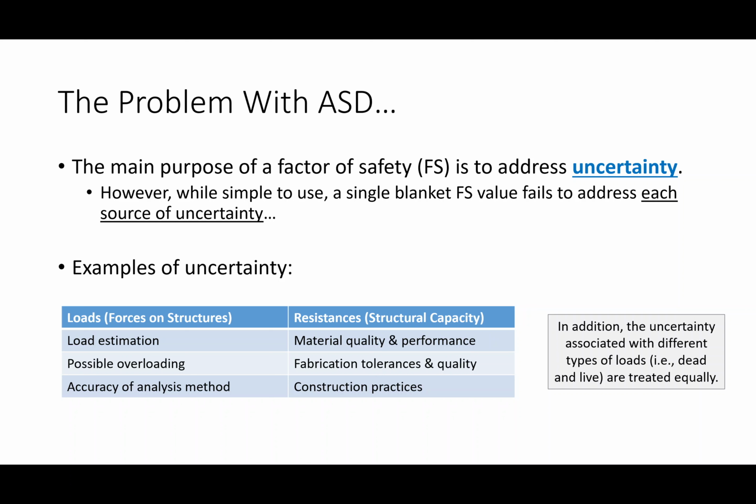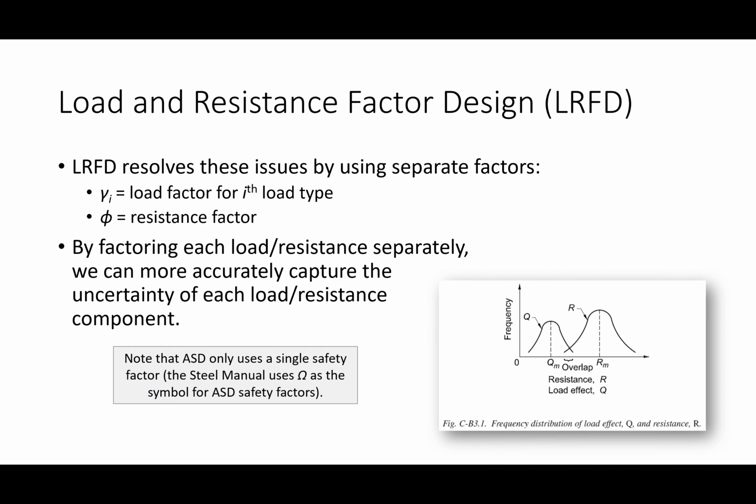So we can actually handle that pretty accurately. So the problem with ASD is it lumps all the uncertainties together. What LRFD says is, here's what we're going to do. We're going to treat the loads and the resistances separately, okay? And we're going to apply essentially safety factors to the loads and safety factors to the resistances. So we call them load factors and resistance factors. And so we treat them separately. So we have different factors for loads than we do for resistances. And what we find is we get a more accurate means of quantifying uncertainty. This is the whole nature of LRFD.